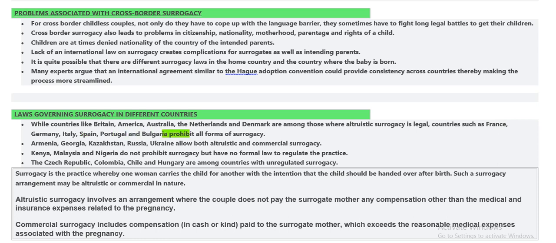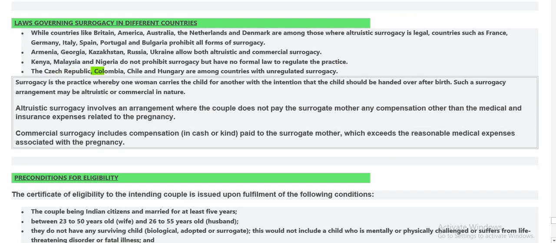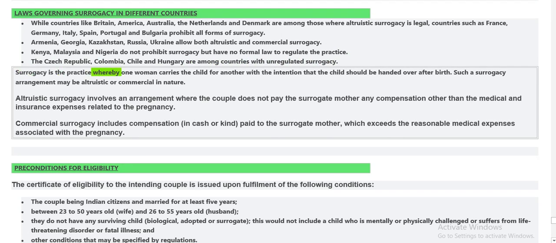Laws governing surrogacy in different countries. While countries like Britain, America, Australia, the Netherlands and Denmark are among those where altruistic surrogacy is legal, countries such as France, Germany, Italy, Spain, Portugal and Bulgaria prohibit all forms of surrogacy. Armenia, Georgia, Kazakhstan, Russia, Ukraine allow both altruistic and commercial surrogacy. Kenya, Malaysia and Nigeria do not prohibit surrogacy but have no formal law to regulate the practice. The Czech Republic, Colombia, Chile and Hungary are among countries with unregulated surrogacy.